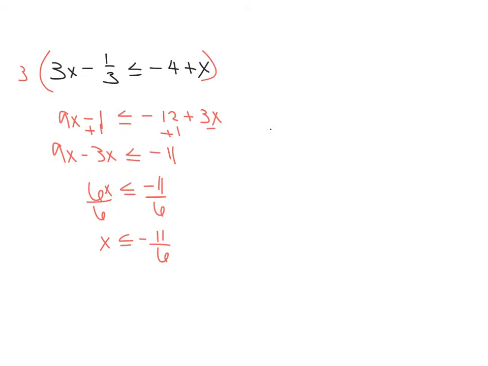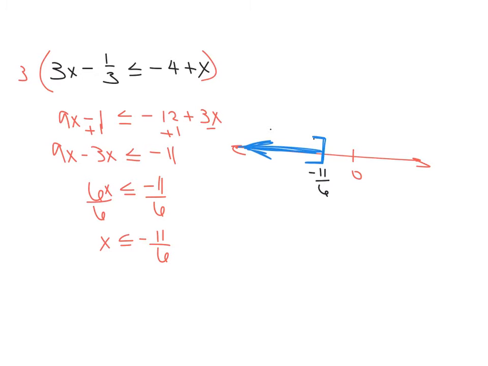So if I wanted to graph this on a number line, I make that a 0, make this -11 over 6, and my solution set is going to include, let's do it in blue, -11 over 6. So I block it off like that, and I draw this way because it's less than -11 over 6.